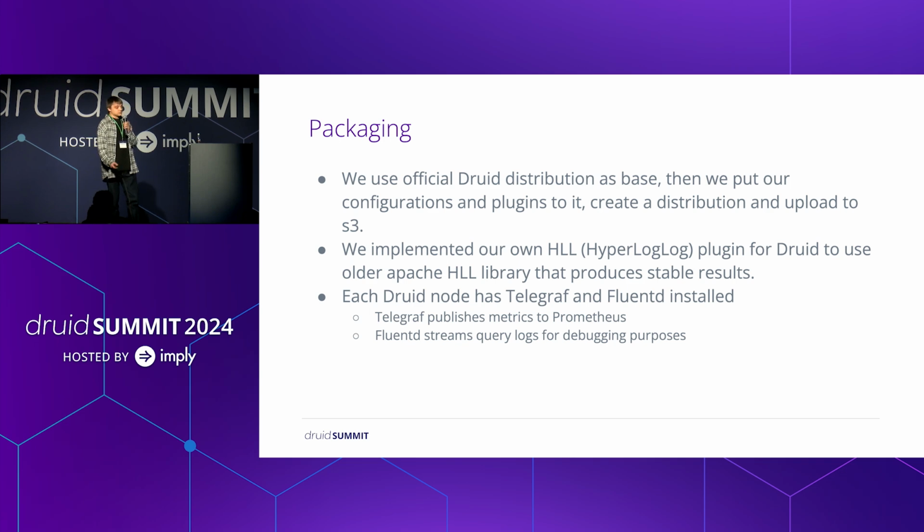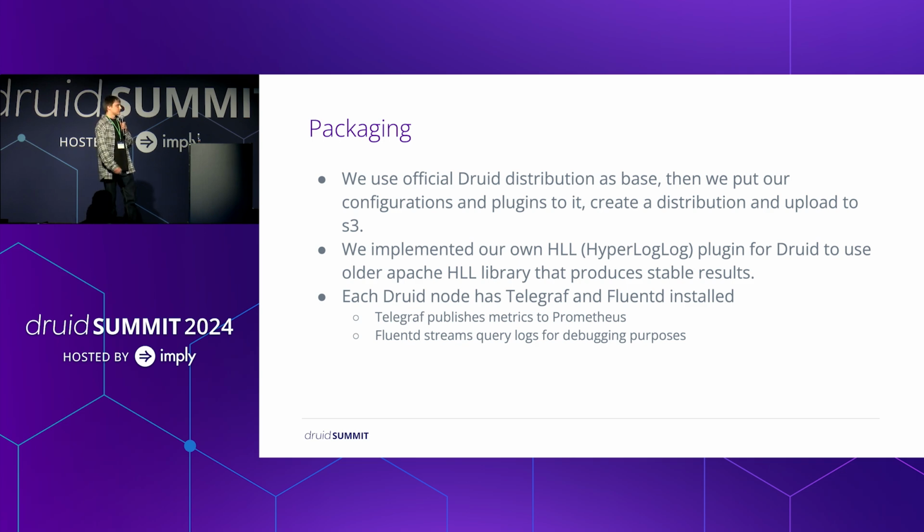Also, for each Druid node, we have Telegraf and Fluentd installed. We use Telegraf to publish metrics, both Druid level and OS level. This is how we can create dashboards and alerts. And we use Fluentd to stream query logs in real time.